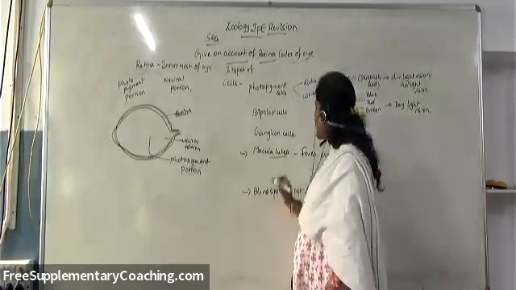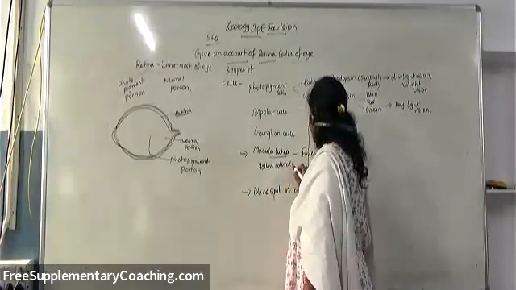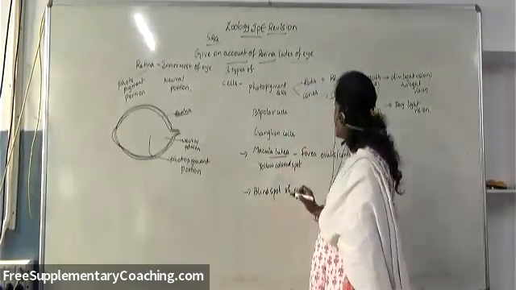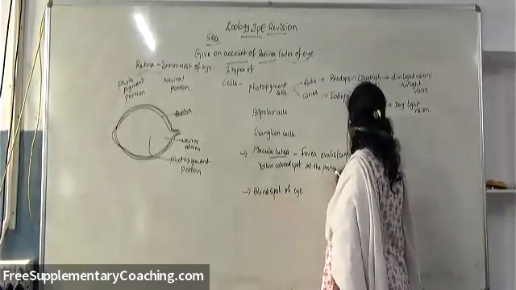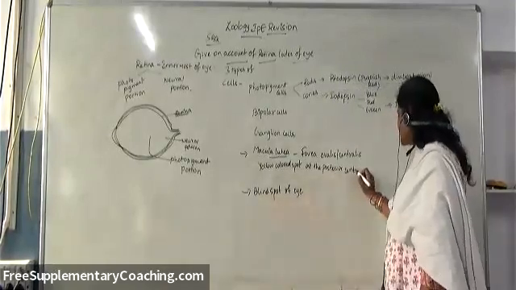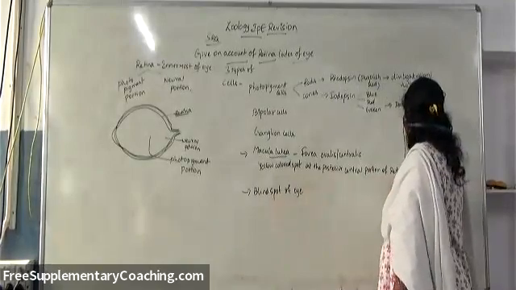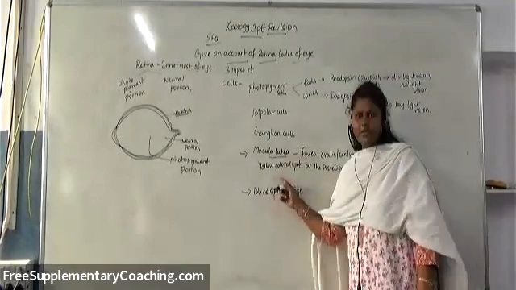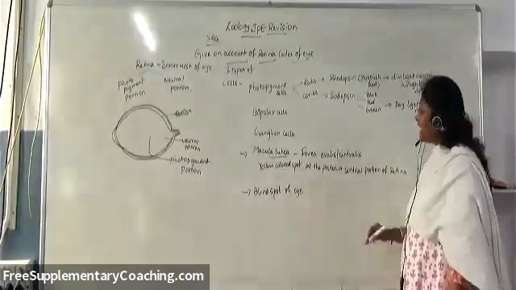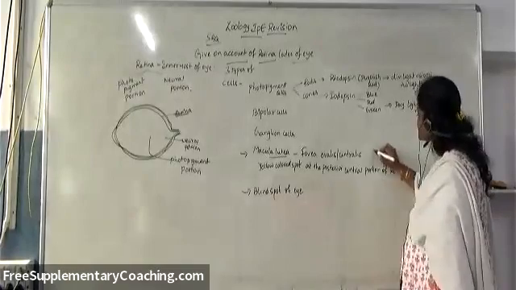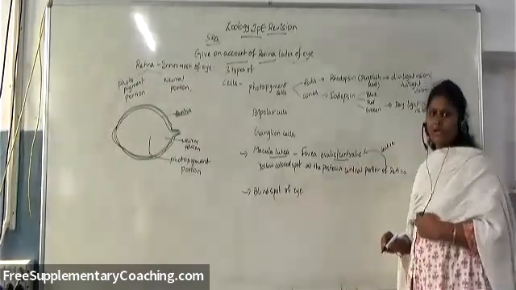So what is the macula lutea? Macula lutea is a yellow colored spot that is present at the posterior central portion of the retina. At the center of this macula lutea, the fovea centralis or fovea ovalis is present.